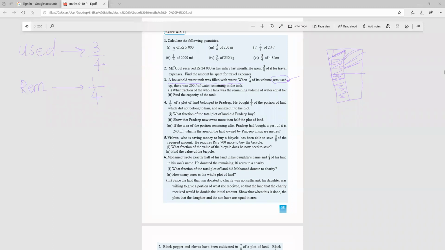Yes. Okay, now I am going to continue my reading. Up there was 200 liter of water remaining in the tank. 200 liter of water remaining in the tank. Okay, that 200 liter of water.